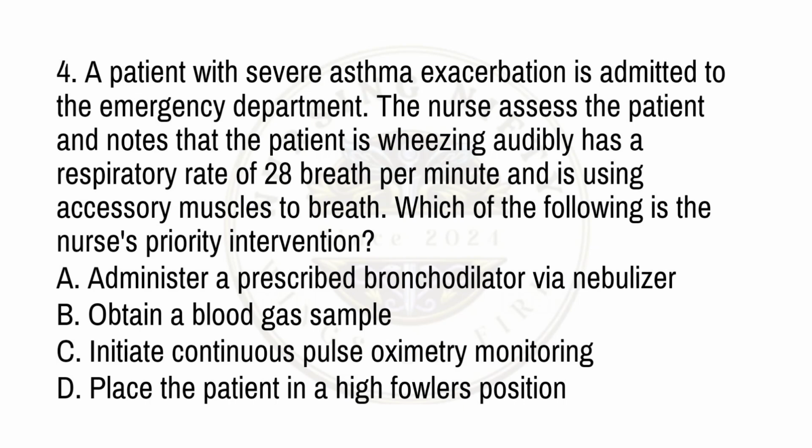Question number 4. A patient with severe asthma exacerbation is admitted to the emergency department. The nurse assesses the patient and notes that the patient is wheezing audibly, has a respiratory rate of 28 breaths per minute, and is using accessory muscles to breathe. Which of the following is the nurse's priority intervention? Options: Option A, administer a prescribed bronchodilator via nebulizer. B, obtain a blood gas sample. C, initiate continuous pulse oximetry monitoring. And D, place the patient in a high Fowler's position.